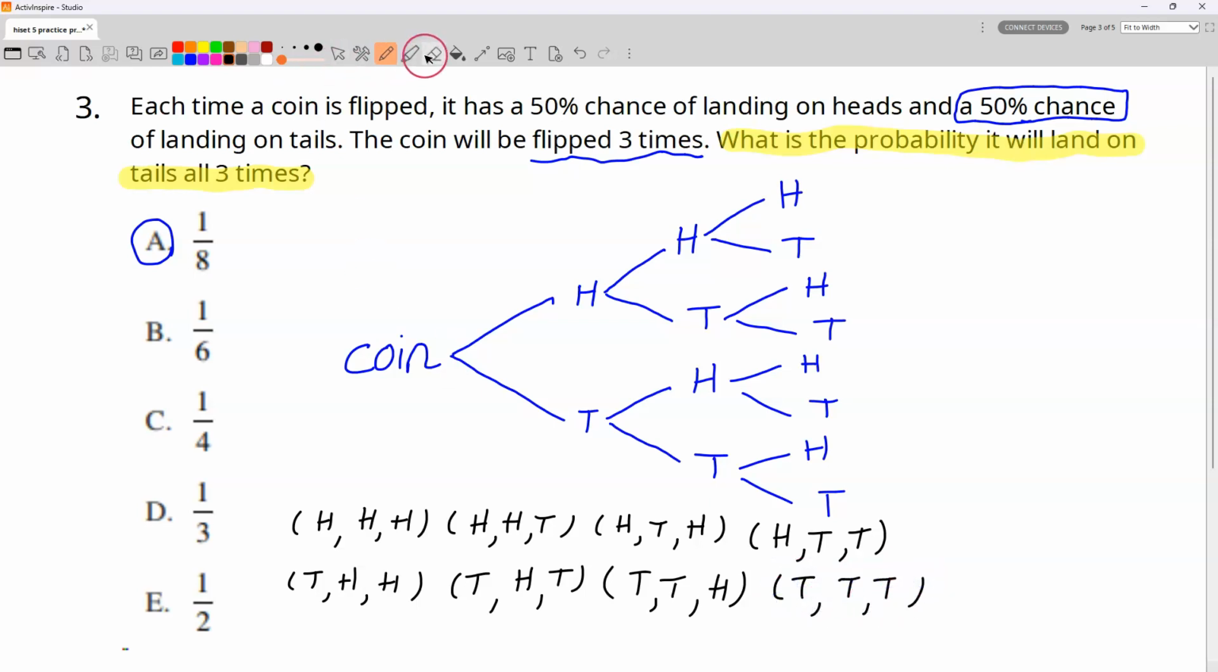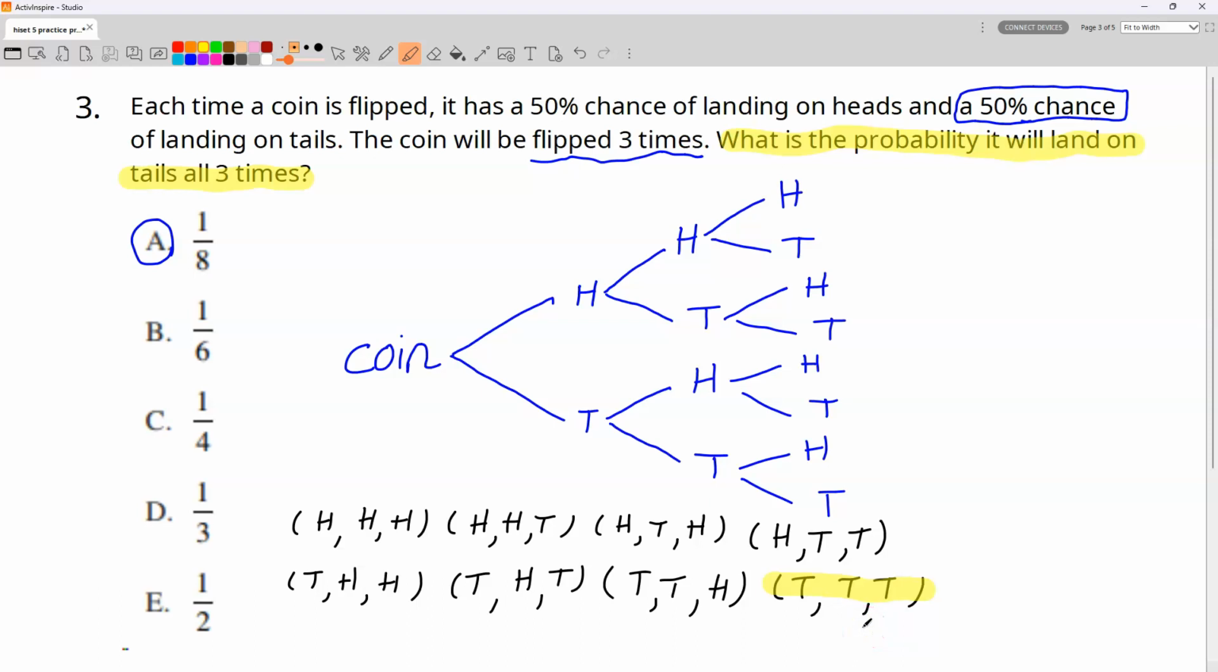This is the one I wanted, right? This is the outcome I wanted right here. And I know this is longer, but I think it's important to understand this stuff. I wanted it to be tails 3 times in a row. The coin will be flipped 3 times in a row. What is the probability it will be on tails all 3 times? Right here. Tails, tails, tails. That's the one I wanted.